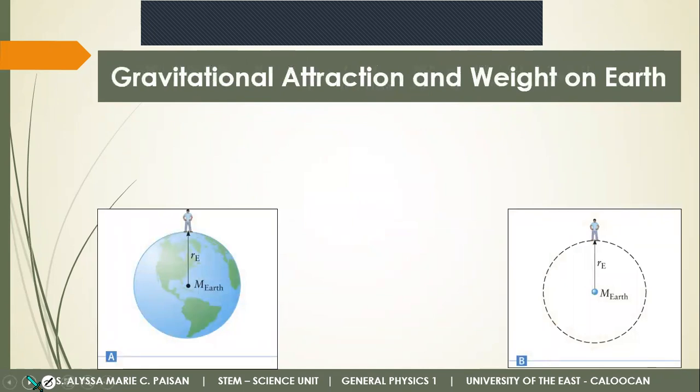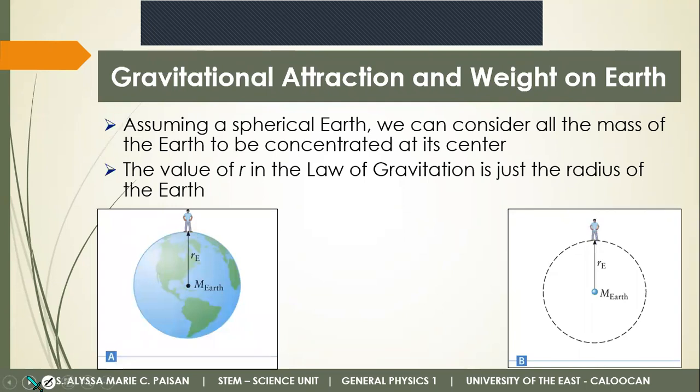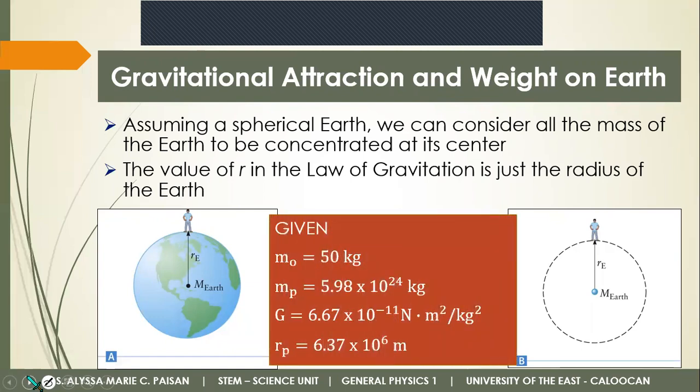Ayan, so let's analyze this situation, the gravitational attraction and its relation to weight on Earth. Dito muna tayo sa Earth, no? Assuming spherical Earth, we can consider all the mass of the Earth to be concentrated at its center or its center of mass. The value of R in the law of gravitation is just the radius of the Earth, just like what we have shown in the equation from the previous slide. So here, let's solve for the gravitational force as well as the weight of this person standing on the surface of the Earth. Ayan. So ano mga kailangan natin given dito?